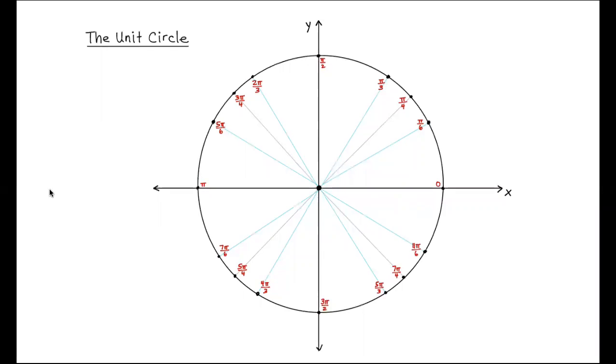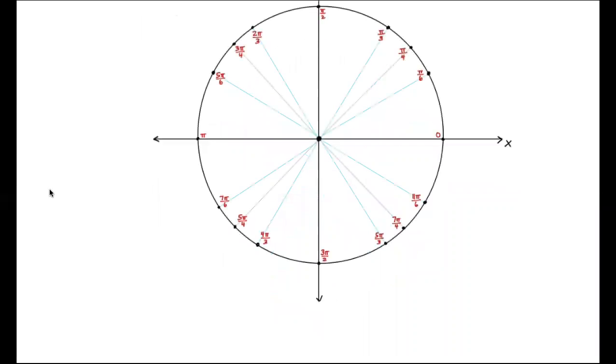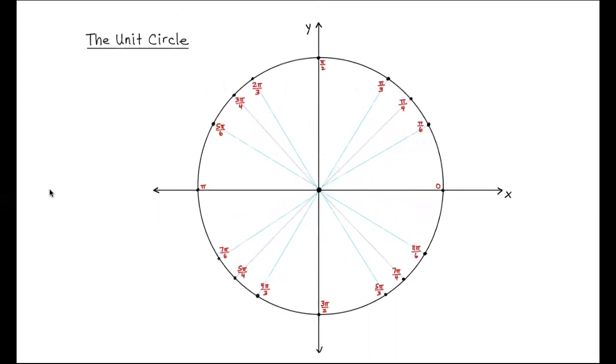So for example, remember this is the unit circle, and so it's centered at 0, 0 with a radius of 1. So if I wanted to label this point right here, let me highlight it for you, the x value is 1. We've gone over 1 unit from the origin, and the y value would be 0.